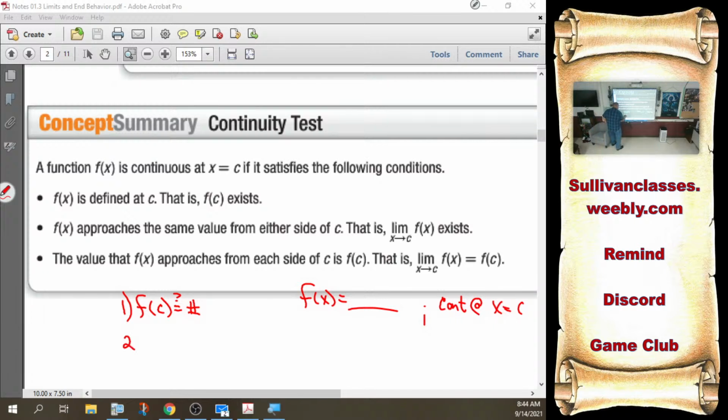2, this is why we had to know about limits first. You ask, does the limit of the function as x is getting really close to c exist? I don't even care what it is. I just want to know that it exists. Does the limit exist? Do I get a number? Or do I get it's heading to negative infinity this way and positive infinity that way? Well, those aren't the same number. It's not headed to the same place. So the limit doesn't exist.